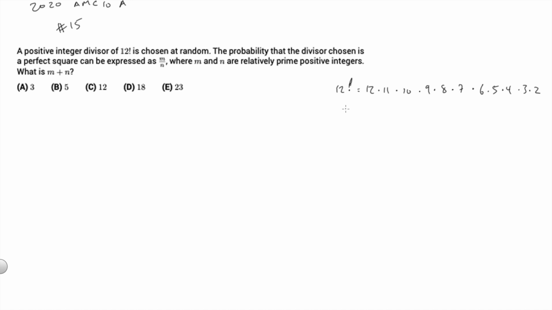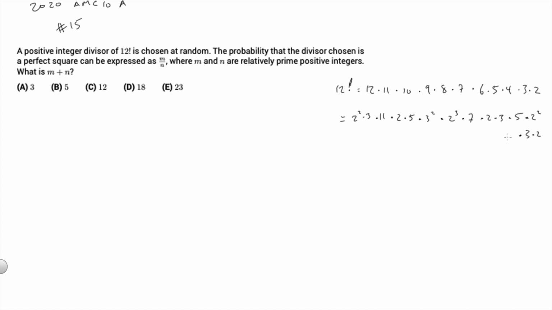Okay, and so what I'm going to do in this next step is write an equal sign, and I'm going to prime factorize each of these as I go. So 12 is going to be 2 squared times 3. 11 will remain the same. 10 will become 2 times 5. 9 will become 3 squared. 8 will become 2 cubed. 7 will stay the same. 6 will become 2 times 3. 5 will remain. We will get 2 squared for 4, and then 3 and 2.